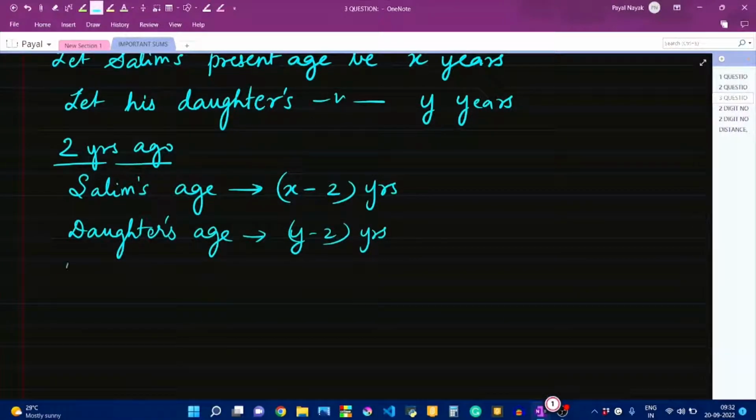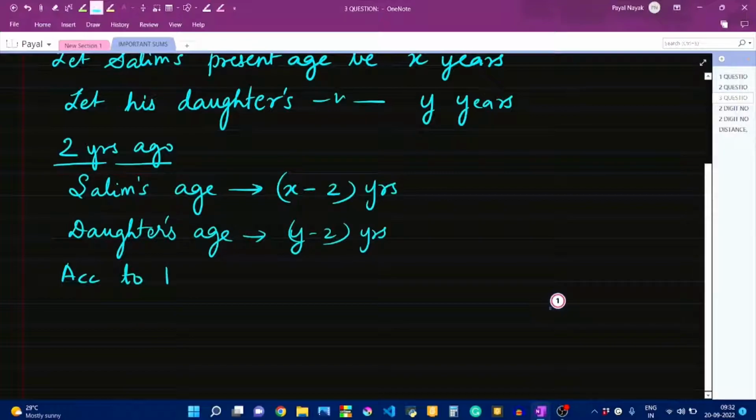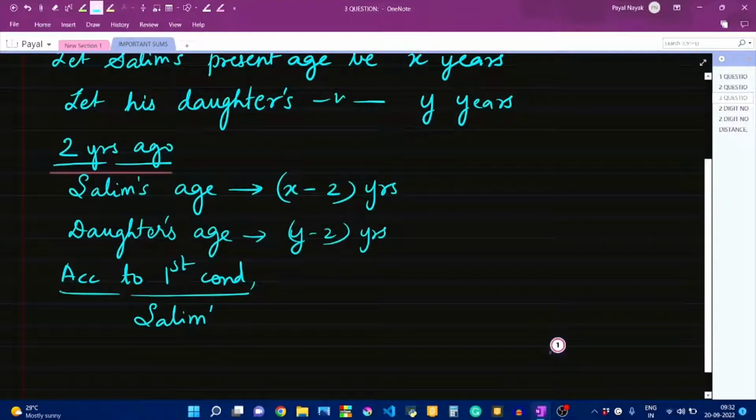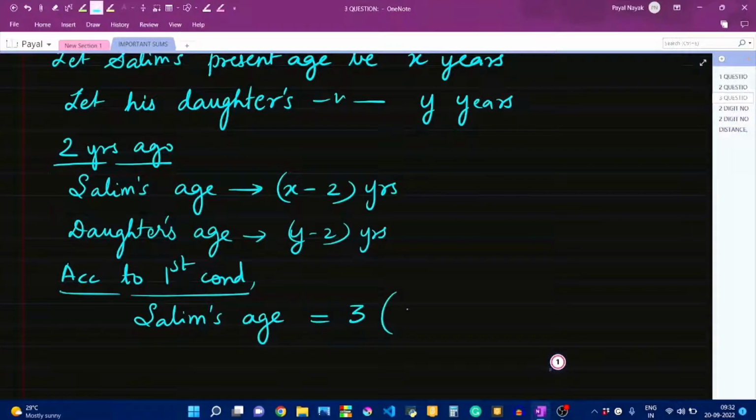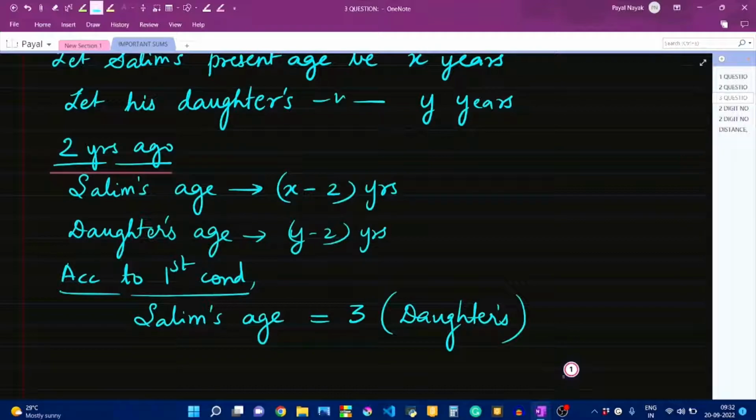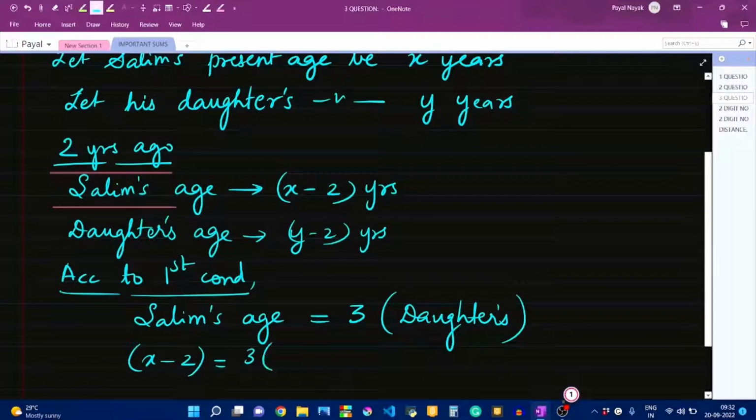So, if you talk about the first condition, what can you say? That Salim's age was thrice his daughter's. So, Salim's age was how much? It was x minus 2, is equal to 3 into what was the daughter's age? It was y minus 2.